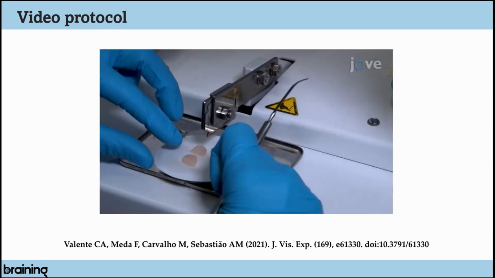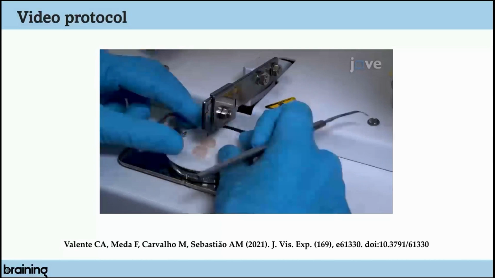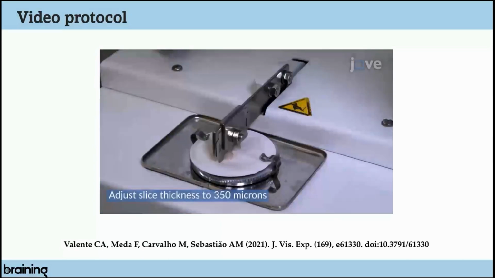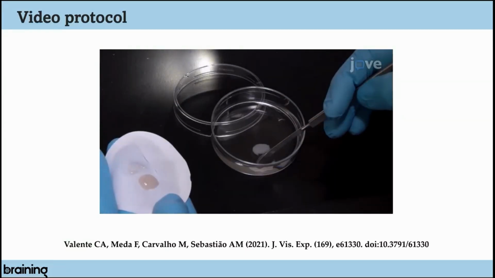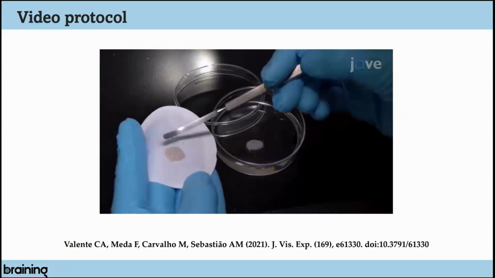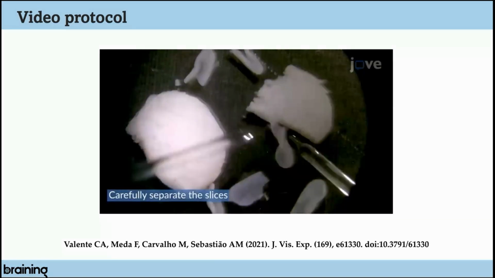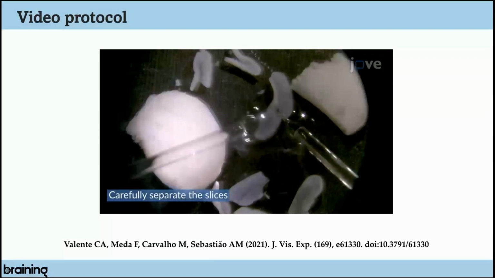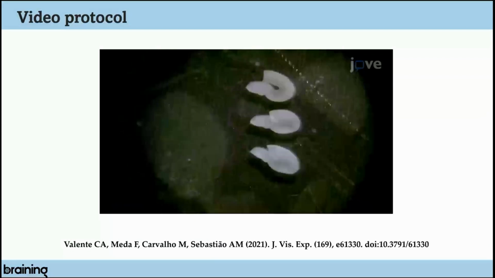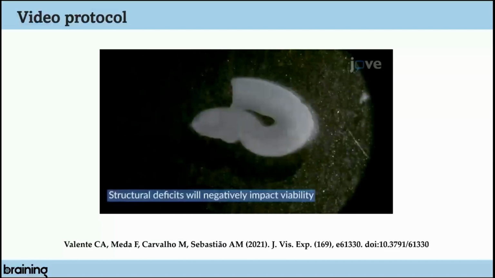Place the filter paper onto a tissue chopper with the hemispheres perpendicular to the blade, and cut the hemispheres into 350 micron slices. Transfer the sliced tissue into a new Petri dish containing 5 milliliters of cold GBSS, and use round tip electrodes to carefully separate the slices, keeping only the samples with a structurally intact rhinal cortex and hippocampus.